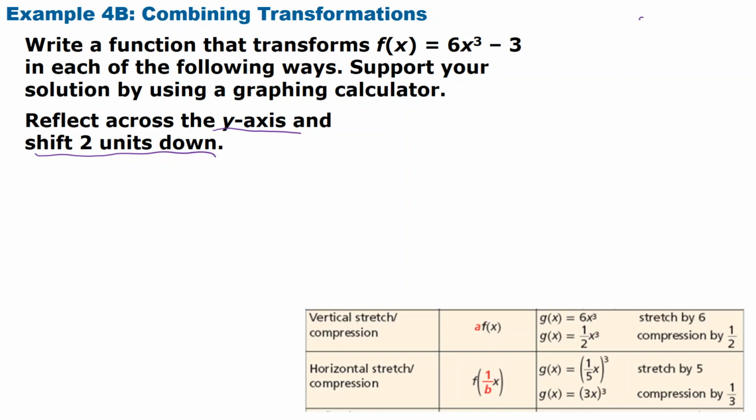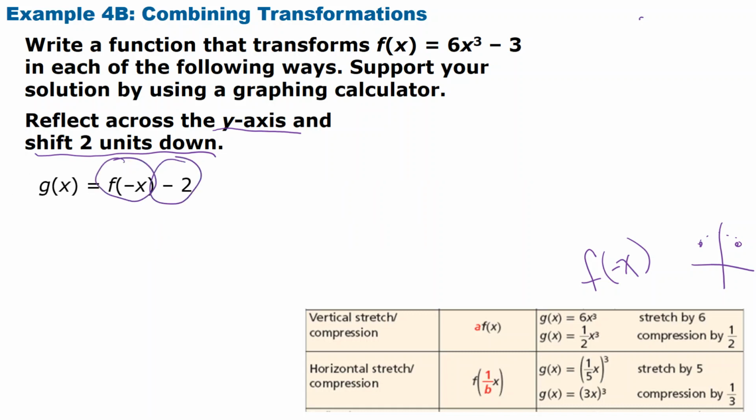So let's remember what a reflection across the y-axis is going to look like. If I have a point here, I reflect across the y, that means I'm going this way. So I'm going to take my f and replace x with negative x. Everywhere I see an x, I'm going to replace it with negative x. I'm also going to shift 2 units down. That's a vertical shift down, so we're just going to put minus 2 at the very end of our equation. So here's our minus 2, and here's our f of negative x.